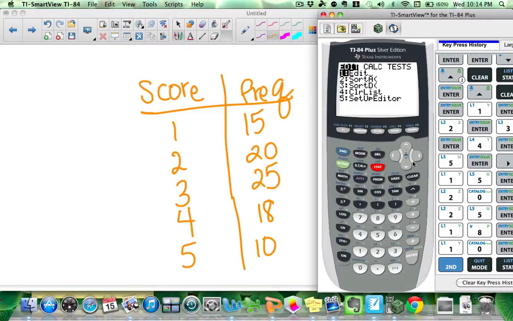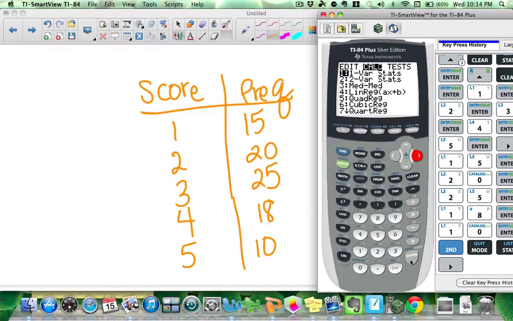When I do stat and then over to calc, I still select one variable stats because I still have just one variable. The variable is AP score. Frequency is not its own variable. It tells me how often each of those values of that variable occurred, but it's still just one variable. So I'm going to choose one variable stats. Don't hit enter again though, because then it's only going to look at list 1 and it's going to find the average of 1, 2, 3, 4, 5, which is not very interesting.